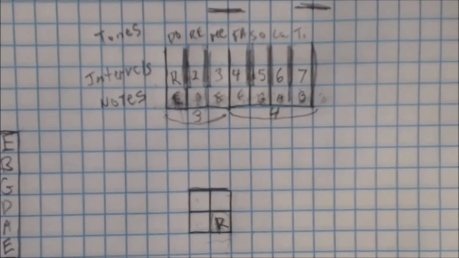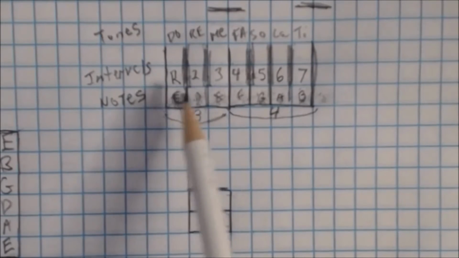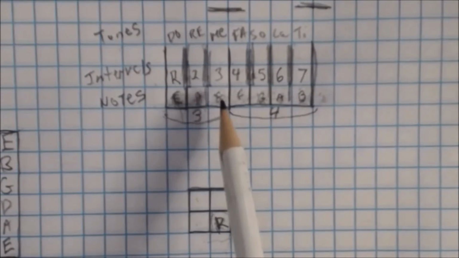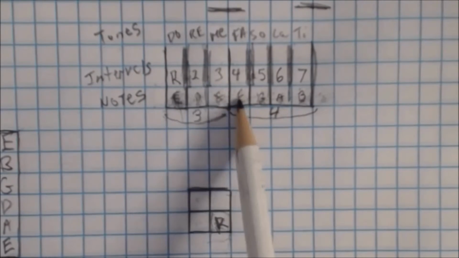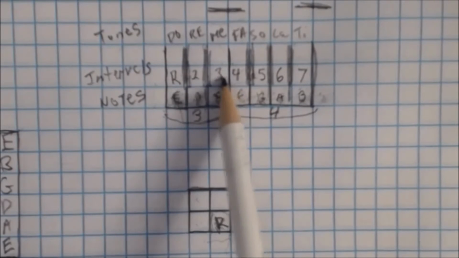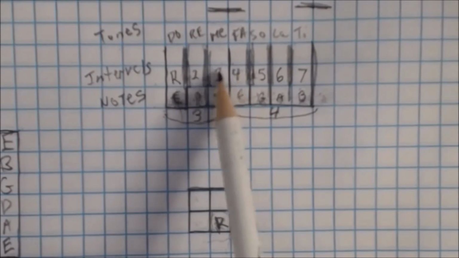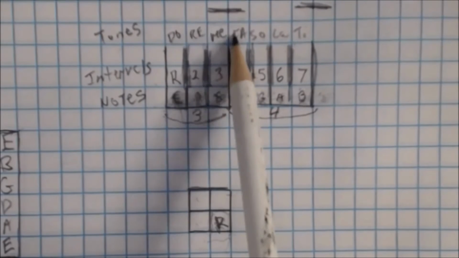So pull my graph paper down here a little bit to show you this. In this do, re, mi, fa, sol, la, ti, do scale, there are half steps, meaning notes that naturally fall right next to each other in the scale. The mi and the fa have to be a half step. That's what makes that sound.